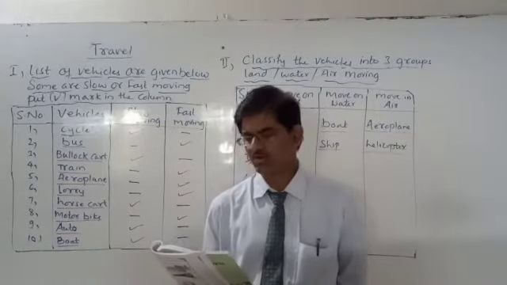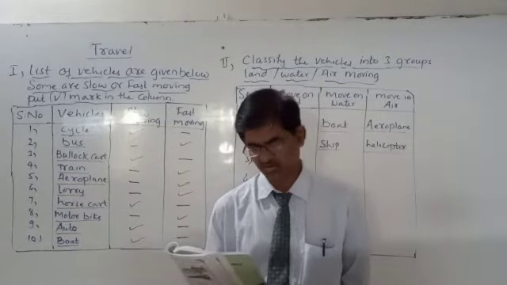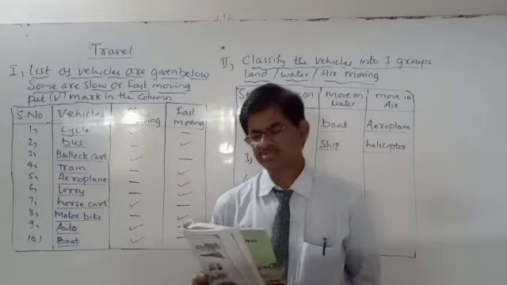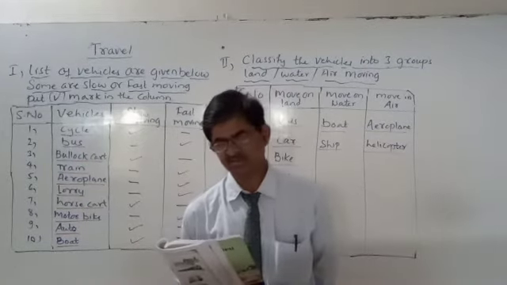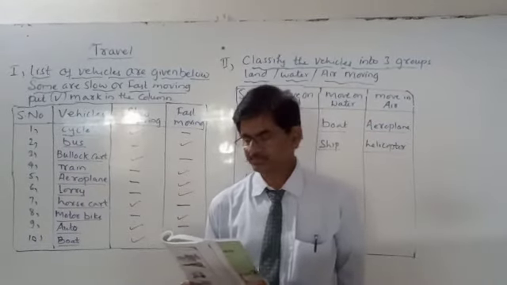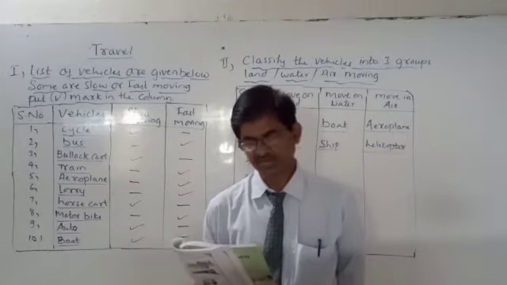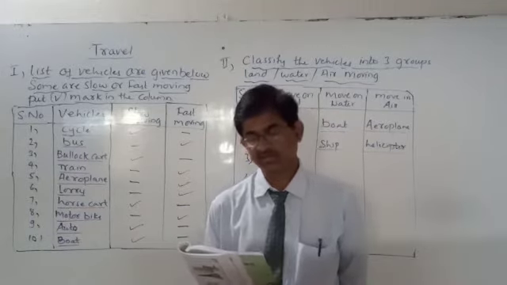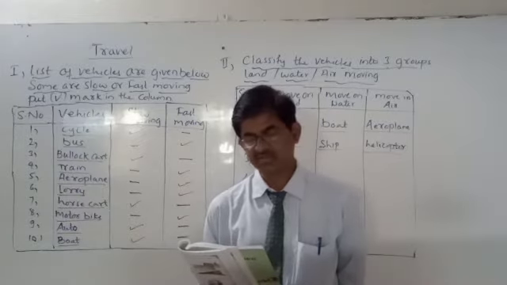We go to nearby places by auto or by cycle. So among vehicles, some are fast going and some are slow going. Now this is about the vehicles. Again, there are three types of transport.